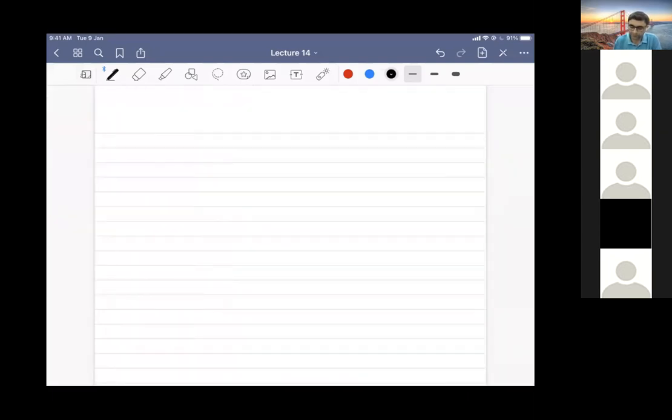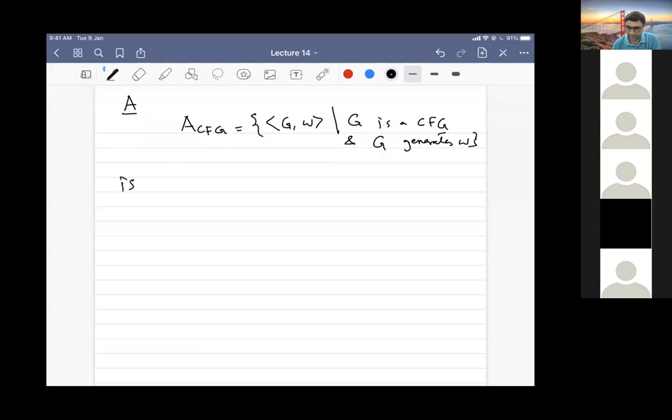Okay, now we come again back to the question of A's. For this, I will not go into much detail about the proof. I will just give you an overview. So the languages, consider this A_CFG, which consists of the pairs G and W, such that G is a CFG, and G generates W. So the question is, is A_CFG decidable? Yes.